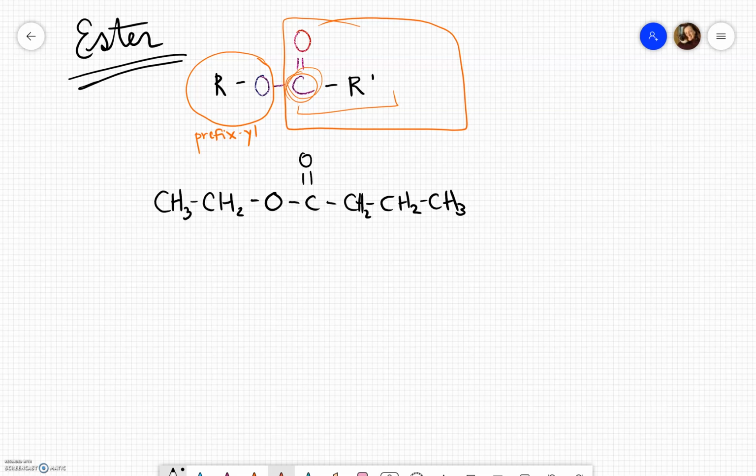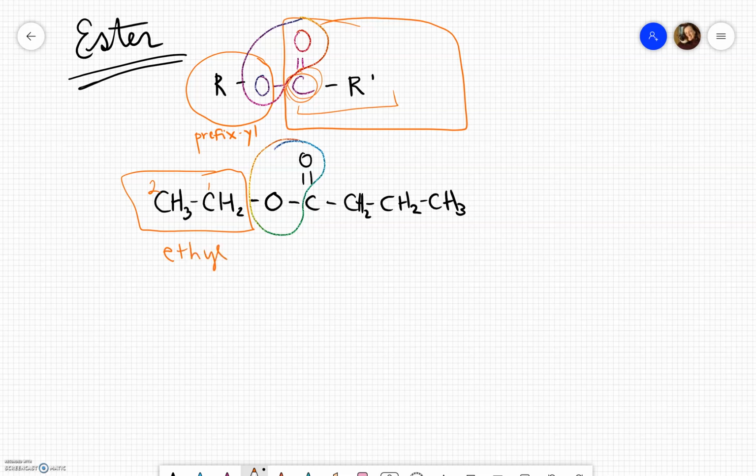So if I'm looking at this one, I identify this part because that's the important part for me to identify first, just like I've got it here. The yl part is here, so 1, 2 is ethyl, and then I'm going to count the rest of them. 1, 2, 3, 4, butanoate is what we add special for an ester. So we always have to identify where this part is, and then we can figure out how to name it.